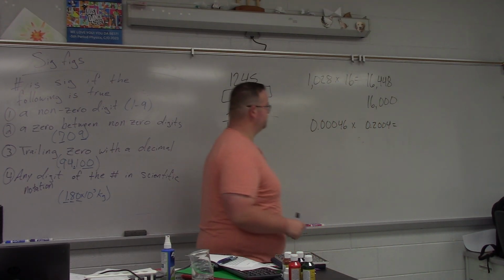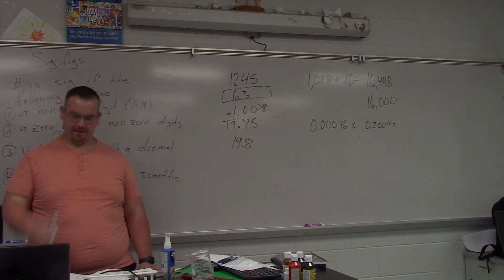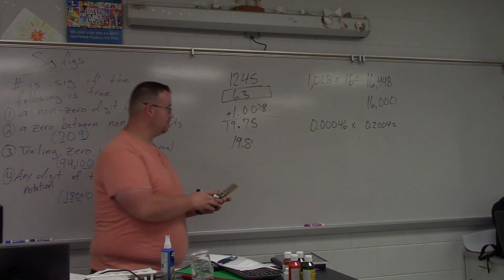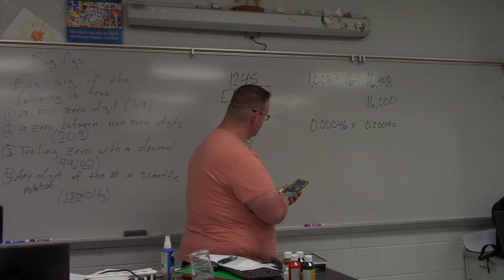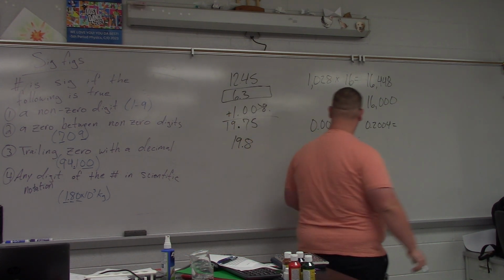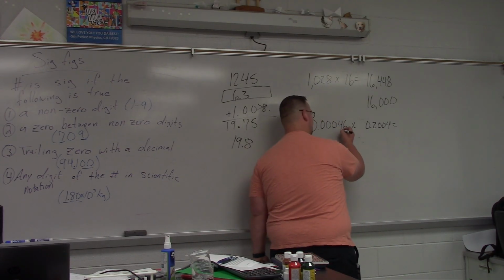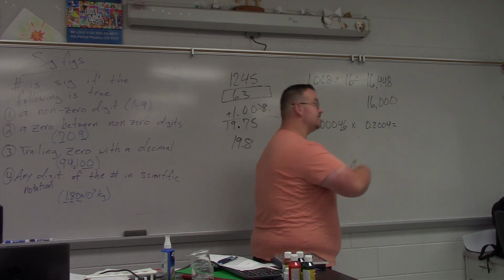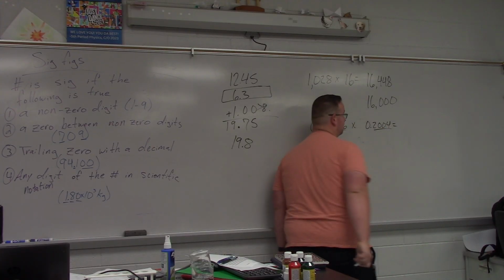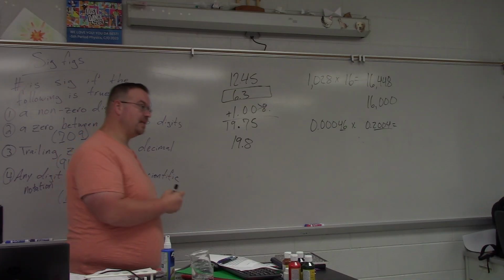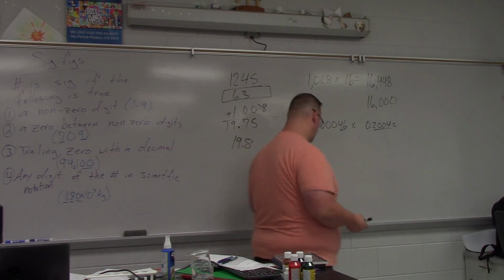All right, so what about this one? How many sig figs? The first one has 2 sig figs, just the 4 and the 6. The second one has 4 sig figs. So ultimately, you'll be left with how many sig figs? 2.